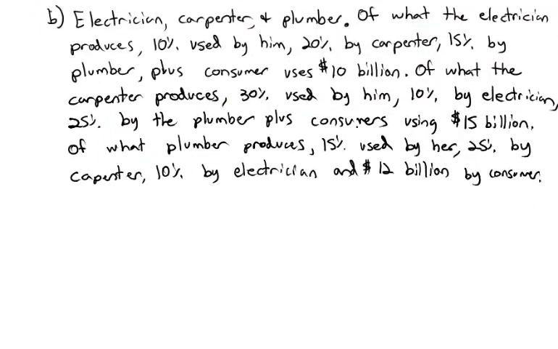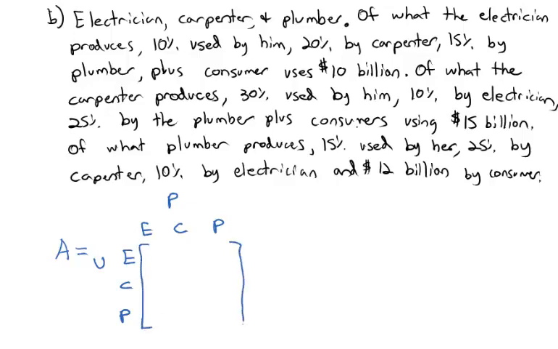Get it all on the screen here. There we go. So A is going to be our demand matrix. Actually, let's make sure we have room to show what is produced and used by the electrician, carpenter, and plumber. Same idea as last time.